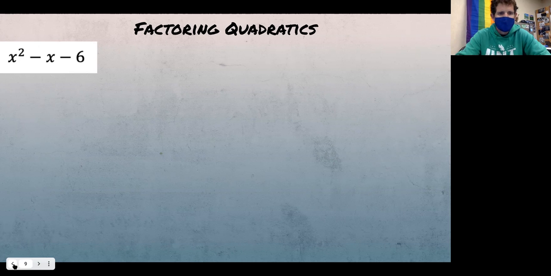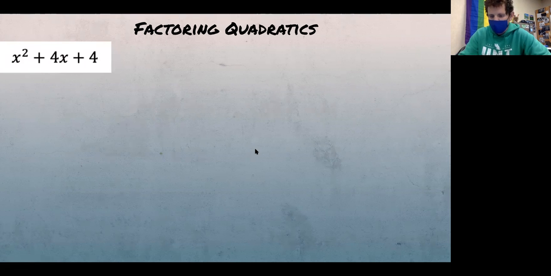Okay, the last one is x squared plus 4x plus 4. So take some time, just do the big X for both of those and figure out the splitting of the B term, and then we'll come back together in a couple minutes.